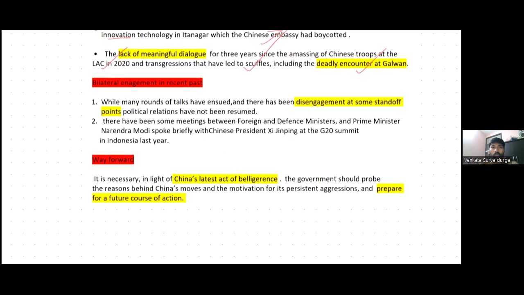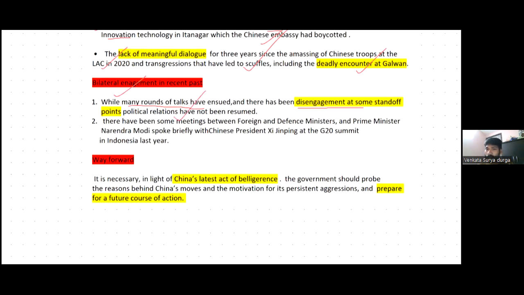So far, what was the bilateral engagement in recent past? The bilateral engagement includes many rounds of talks, high level talks, military commander level talks, to make sure that the status quo ante is maintained and disengagement could be achieved among these two nations. So there has been some disengagement at some standoff points. But political relations have not been resumed.